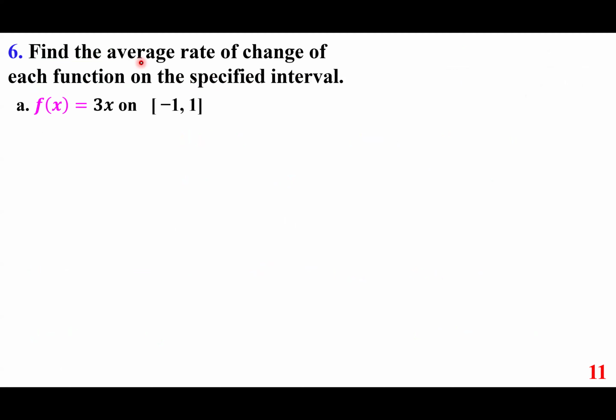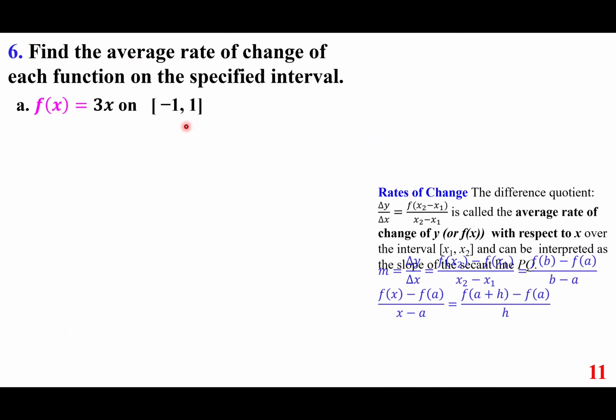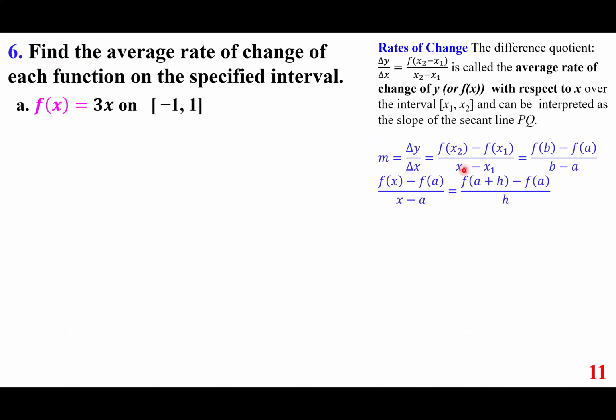Find the average rate of change of each function on the specified interval, where f of x is given as 3x in the interval of negative 1 to 1. Reminding everyone of the rate of change, which simply put is the difference quotient. Delta y over delta x is f of x2 minus f of x1 over x2 minus x1. So it's rise over run, everybody. There is really nothing brand new here. Rise over run.